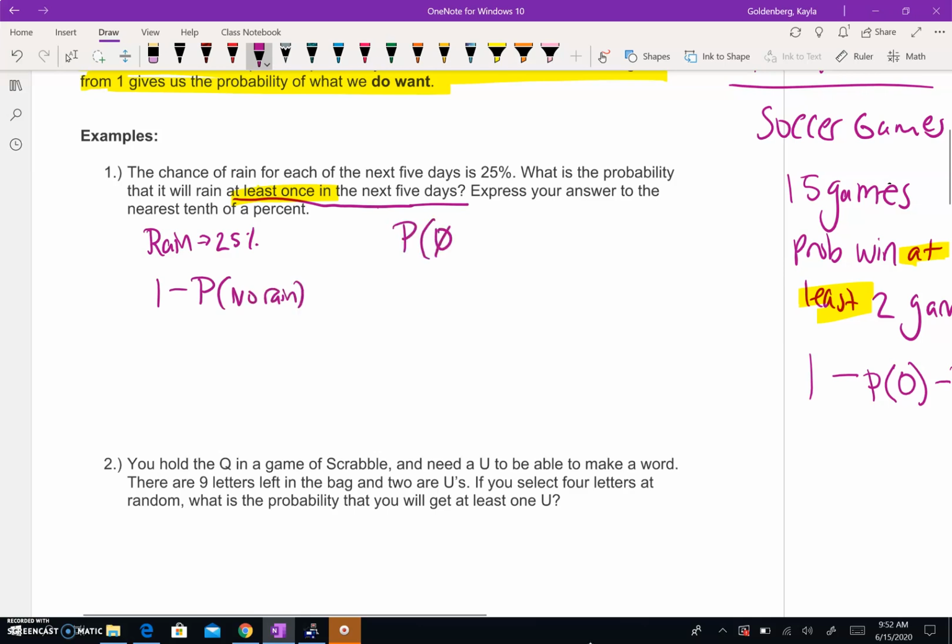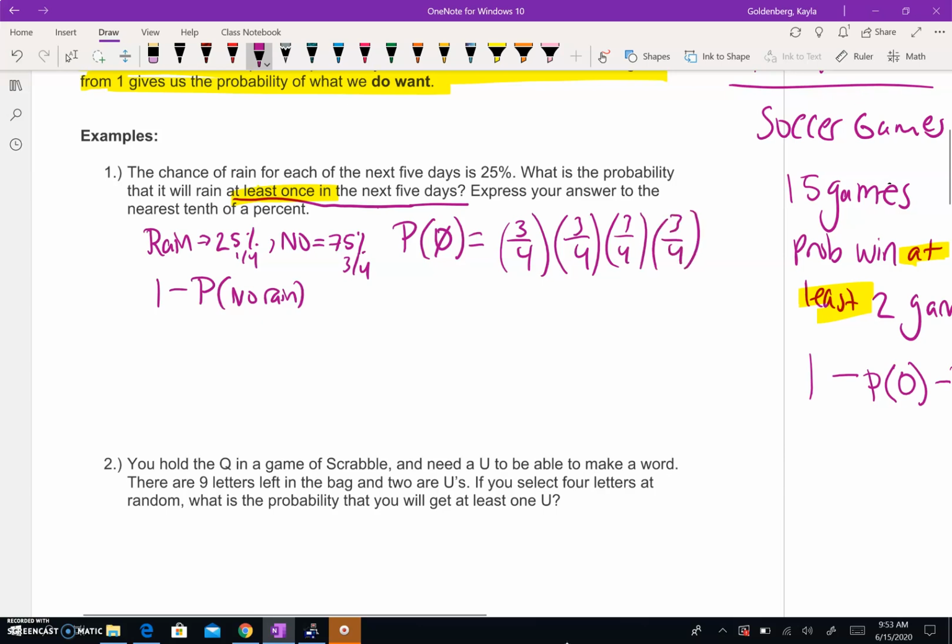So the probability that you have 0 days of rain: we are told there is a 25% chance of rain, so the chance of no rain would be 75%. I'm going to represent 75% as 3/4 and 25% as 1/4, just to make it easier. So 3/4 chance of no rain, 3/4, 3/4, and I'm doing this just so you can see the 5 days. You can also just do it as 3/4 to the 5th power. So what I will be calculating is 1 minus 3/4 to the 5th power.